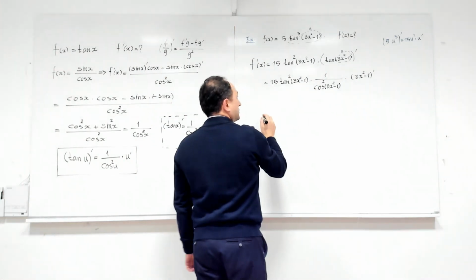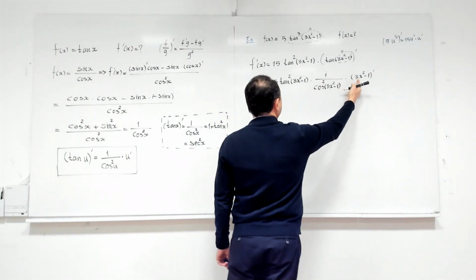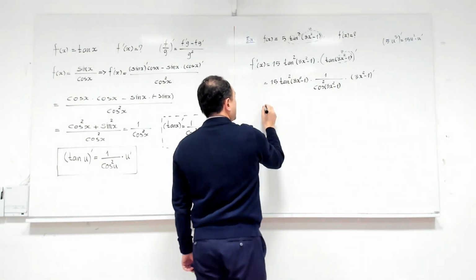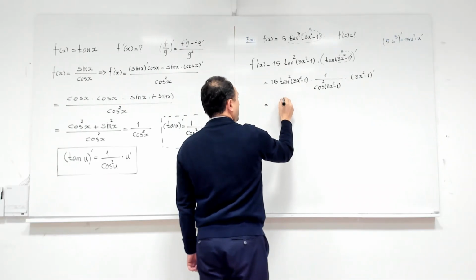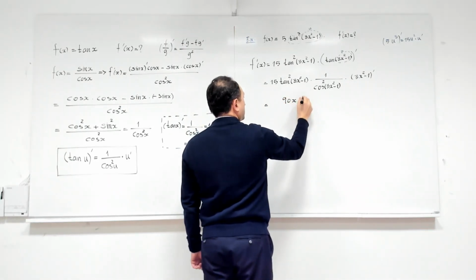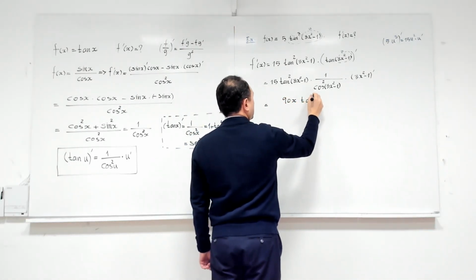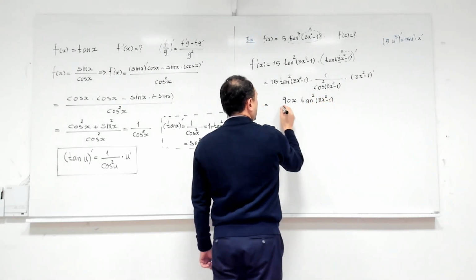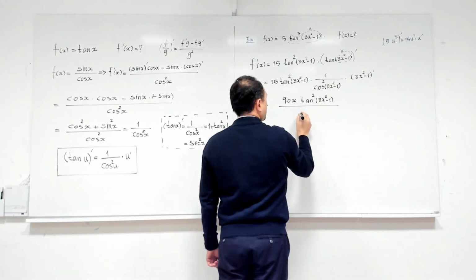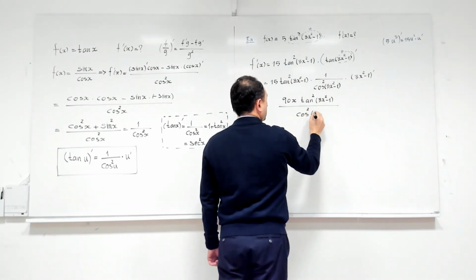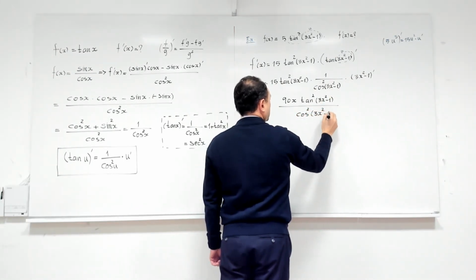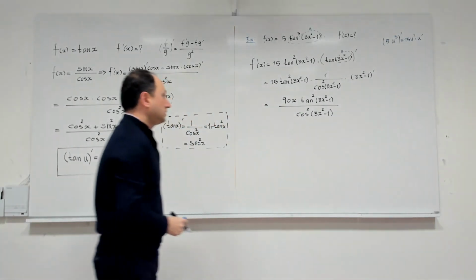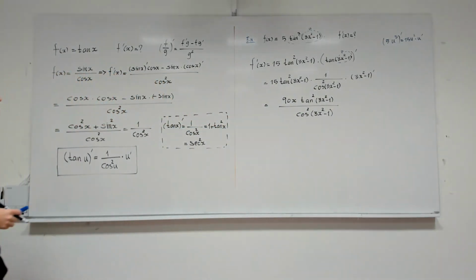And then if you just simply write this, it becomes 6x. I can multiply 6 here, so it becomes 90x tangent squared of 3x squared minus 1. And then you can divide it by this expression. So that is the derivative. Any questions?